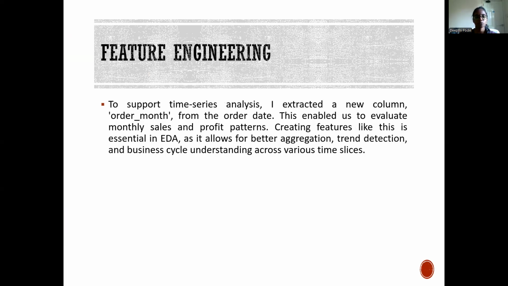And coming to the next slide, that is feature engineering. In this step, I enhance the dataset by creating new variables to support time-based analysis. Specifically, I extracted the month and year from the order date column to form a new feature called order month. This allowed me to see trends in sales and profit over time with better clarity.